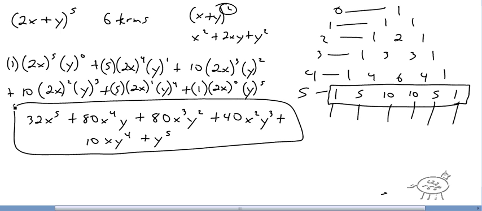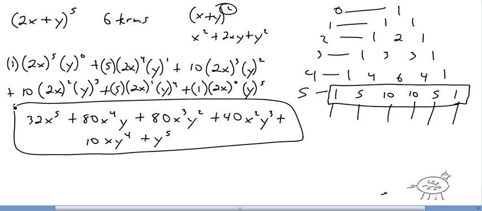That's a lot easier than having to write out 2x plus y 5 times, foil, foil, foil, and then start multiplying even bigger and bigger. I mean, it's actually kind of brutal. That's actually very, very large. So it's much easier to use Pascal's triangle to figure this out.